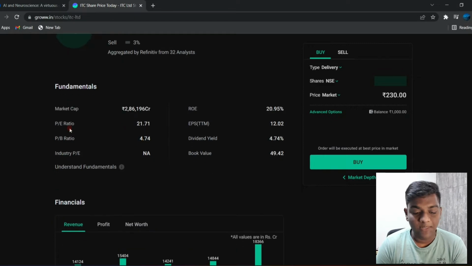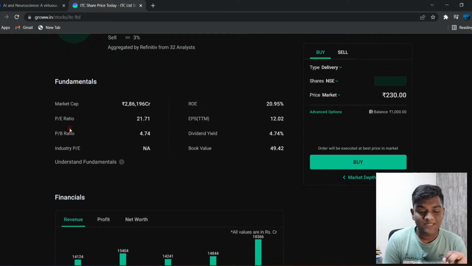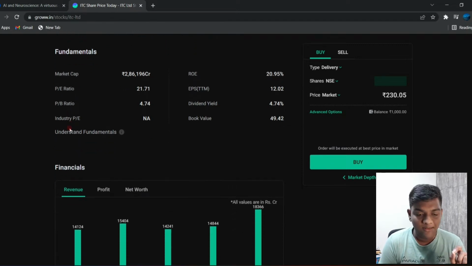So here are the fundamentals. Groww provides basic fundamental details, which may or may not be enough to do the fundamental analysis, but I would recommend you to do further fundamental analysis using screener.in. That is a good website. So let's see the basic fundamentals now.